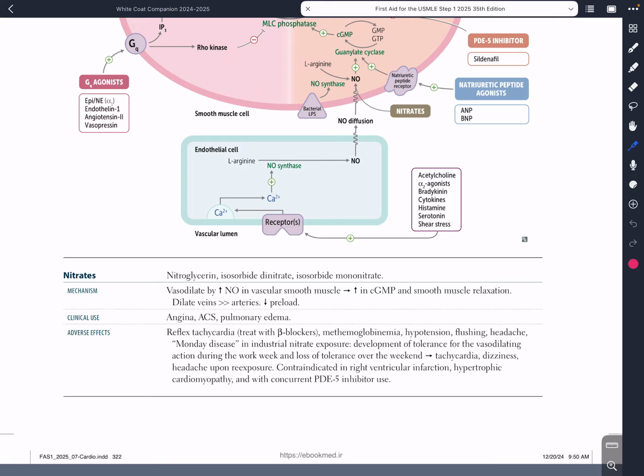Hypertrophic cardiomyopathy: HOCM patients are dependent on preload. They need more preload, so do not give them nitrates. Also avoid nitrates with concurrent phosphodiesterase 5 inhibitors, such as sildenafil, Viagra.